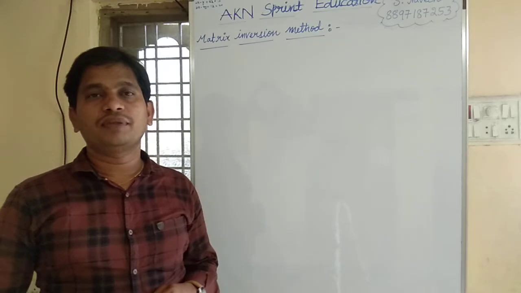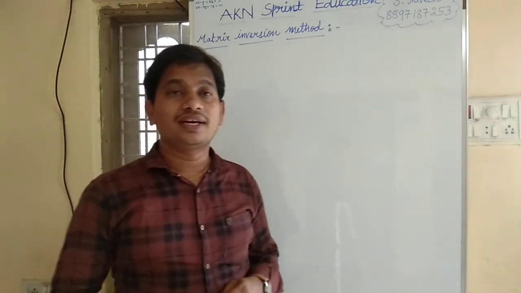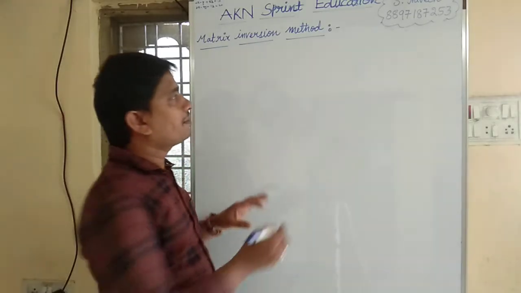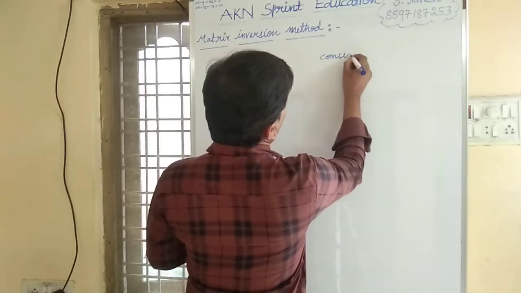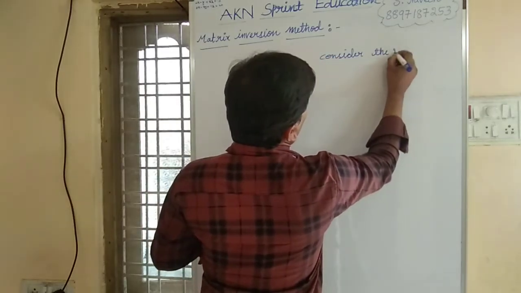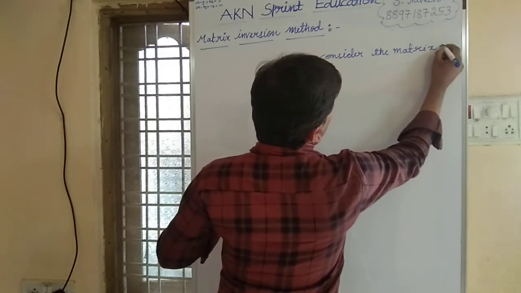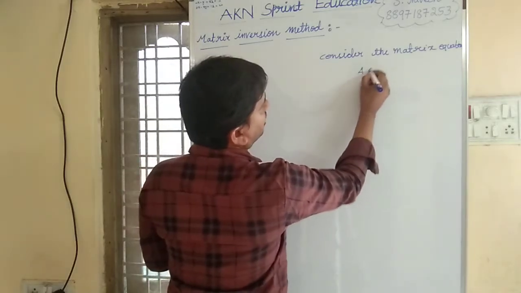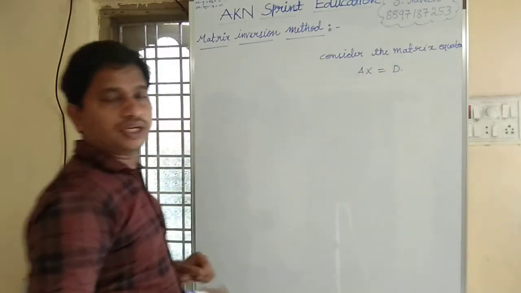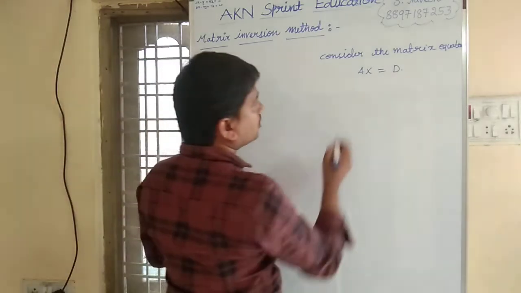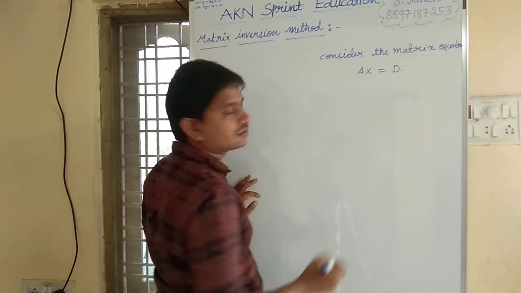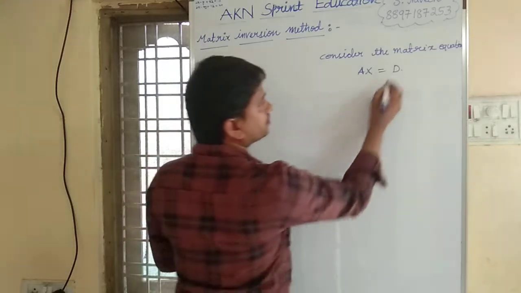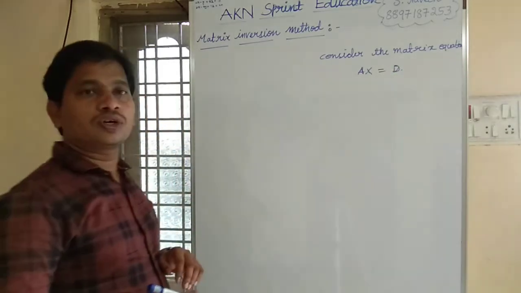Myself Naveen. I am the mathematics mentor, and today let us discuss the matrix inversion method. Consider the matrix equation. What is a matrix equation? That is AX = D. Here A is called the coefficient matrix, X is called the variable matrix, and D is called the constant matrix.